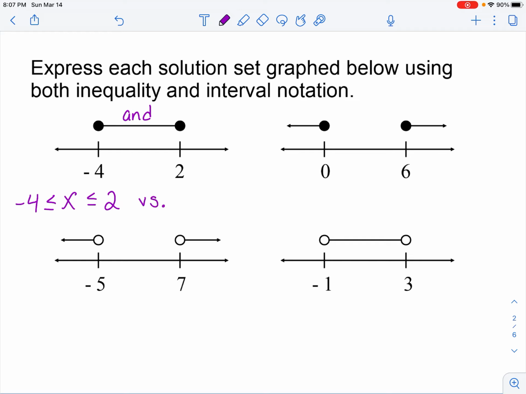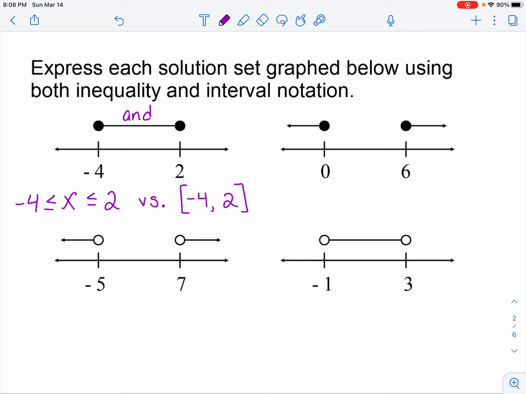Interval notation says go ahead and write it with square brackets because there's an equal to. And then we say that it goes from -4 up until 2. So this alternative notation is telling us the same information, that x is between -4 and 2, and the square brackets mean that the -4 and the 2 are included in my answer because I had closed circles. Let's take a look at the one next to it with 0 and 6.